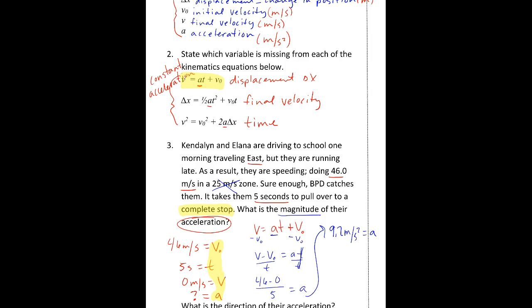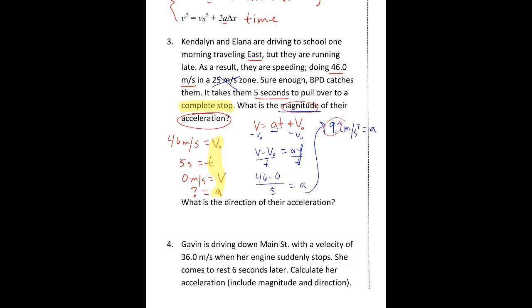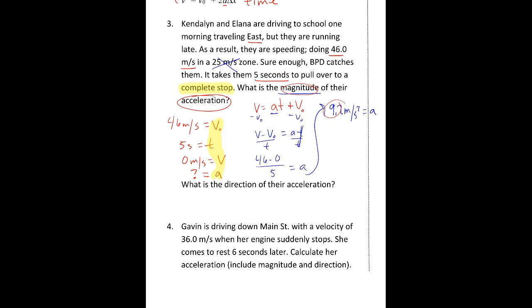Magnitude is simply the value. So that magnitude is 9.2. The next part wants to know what the direction of their acceleration is. And that's what makes acceleration a vector, is that it has magnitude and direction. So I have to ask myself, what direction were they originally going, and are they speeding up or slowing down?